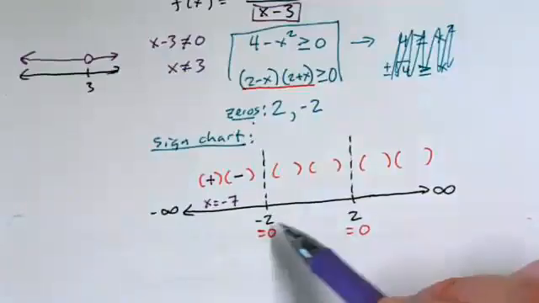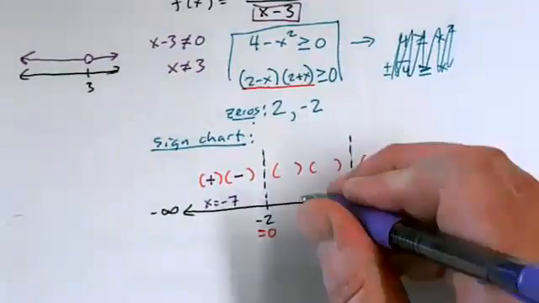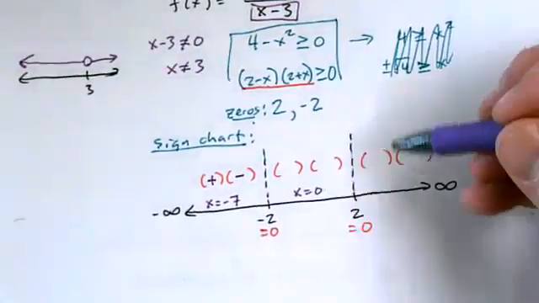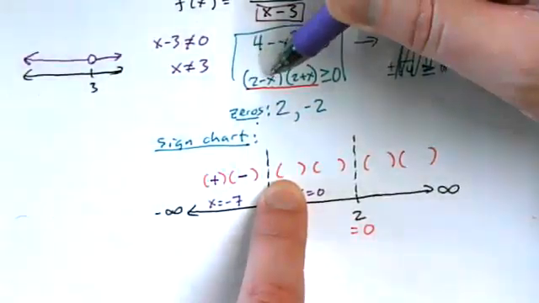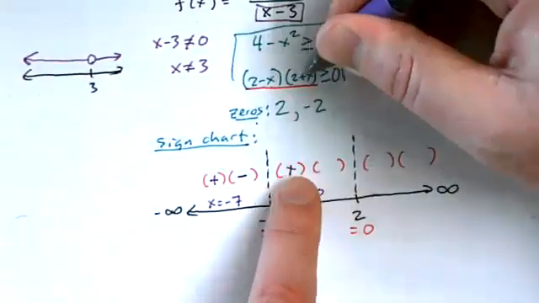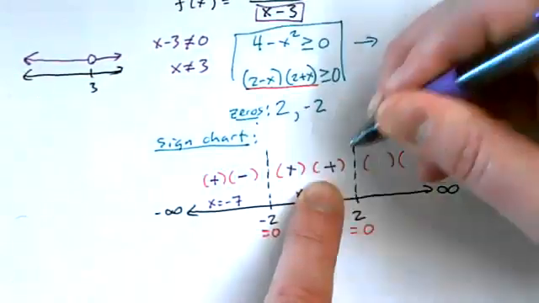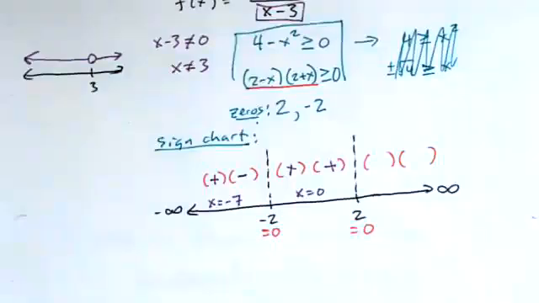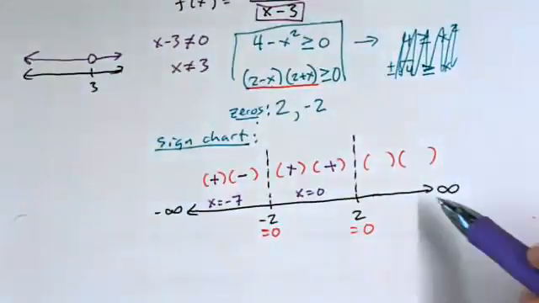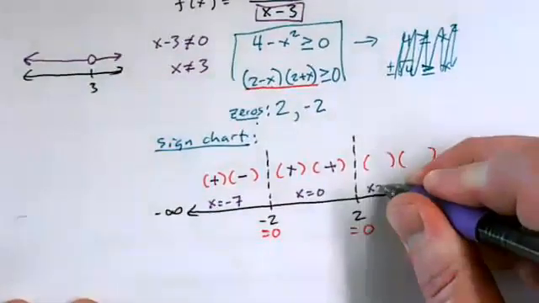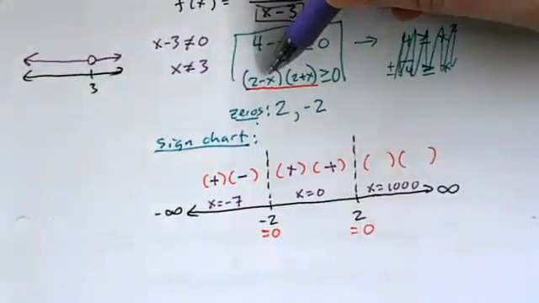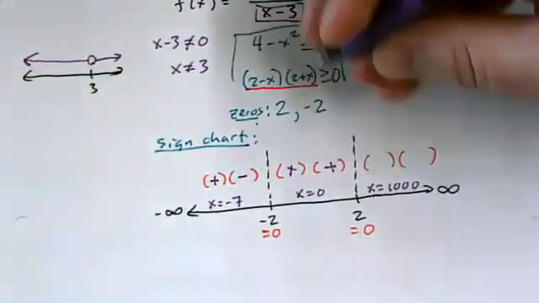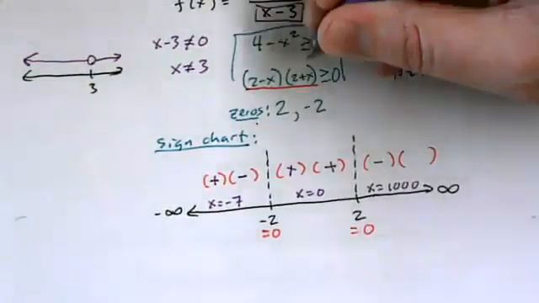Someone give me a number in this region between -2 and 2. Pick the easy one. 0. All right, factor by factor, let's put 0 in and see what we get, positive or negative. 2 minus 0 is positive, and 2 plus 0 is positive. All right, last region, something between 2 and infinity. I'm going with 1,000. Why not? 2 minus 1,000, is that positive or negative? Definitely negative. 2 plus 1,000, positive or negative? Positive.